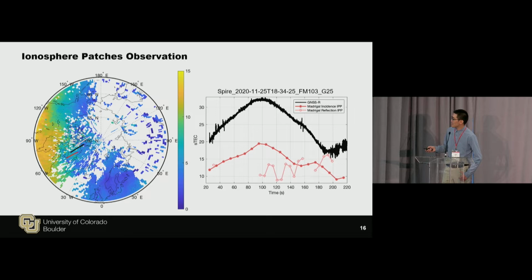The first one is the observation of the ionosphere patches from the refraction signal, which is the black line here. On the left is a magical vertical TEC map. The resolution is 1 degree by 1 degree. And the bottom one, this red line, is the IPP1 track, the incidence rate. We can see obvious consistency in the trend for this IPP1 track with the refraction signal.